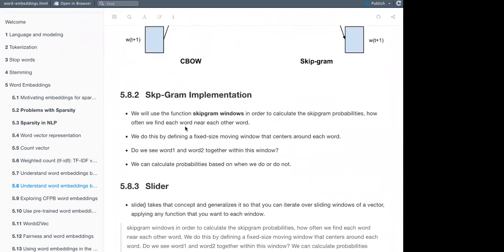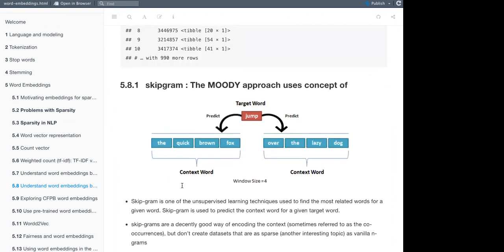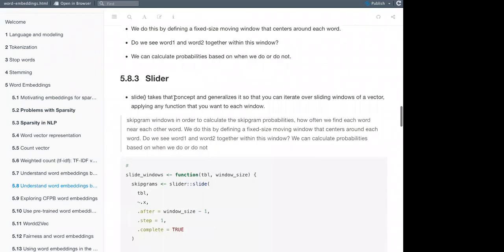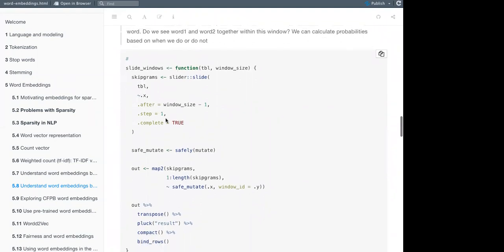So we'll use a function. We now need to create a function which, given a window size, will find the context words. That is what we're going to do now. We'll create a function that, given the window size and the target, finds the context words. So we're going to have a function, which is this: slide window, this gram.